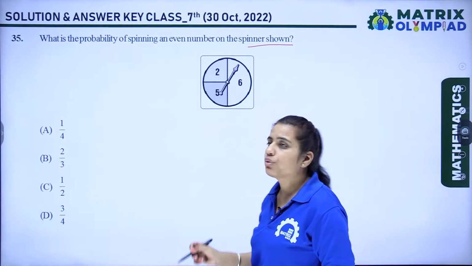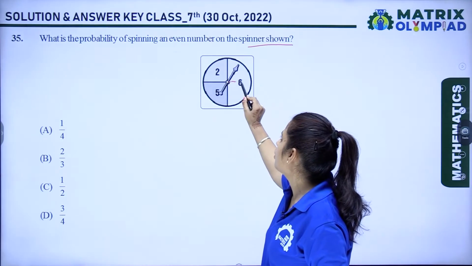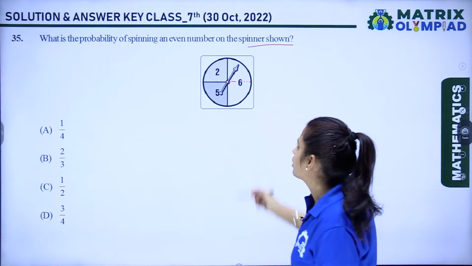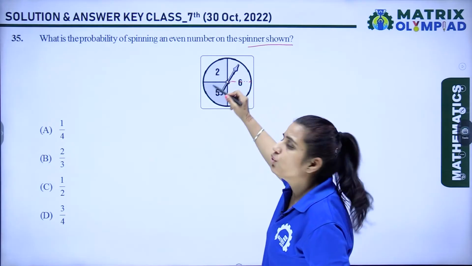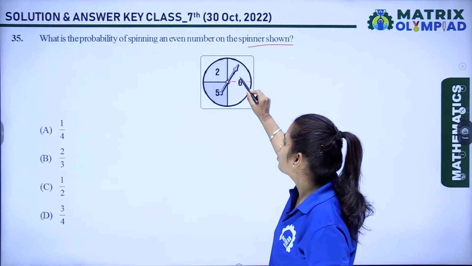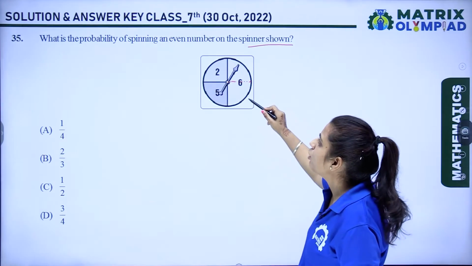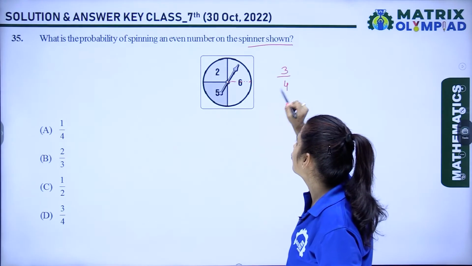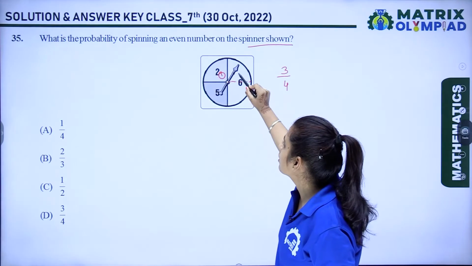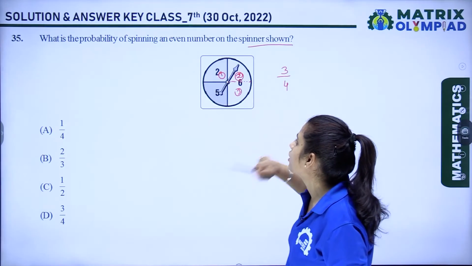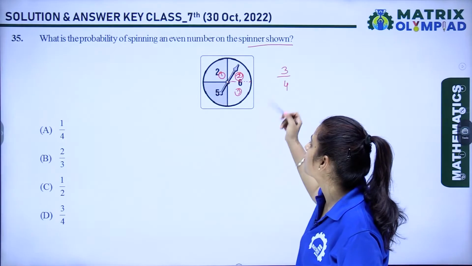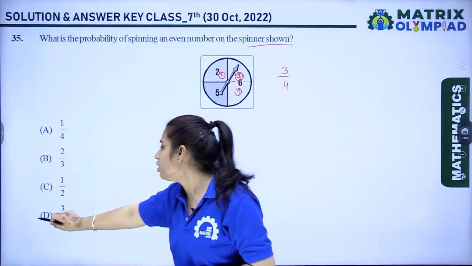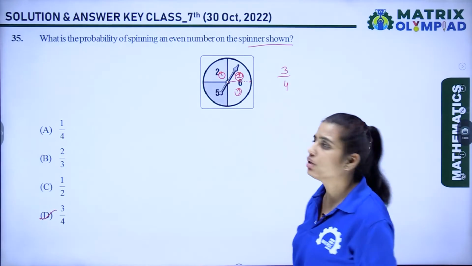First of all, we are going to make an equal partition. Just draw a line here. Now we get the equal partition of 25% each. Now here 6 is an even number and 2 is also an even number. So the total coverage, or we can say the probability of getting an even number, is now 3/4. This is the first part, this is the second, this is the third. The 3 out of 4 is the probability of getting an even number on the spinner shown. Now here option D is the correct answer, that is 3/4.